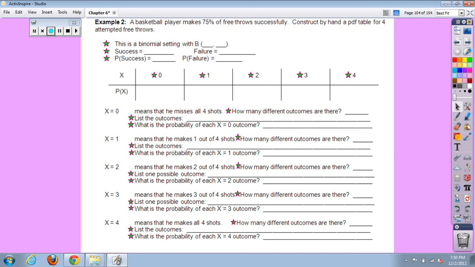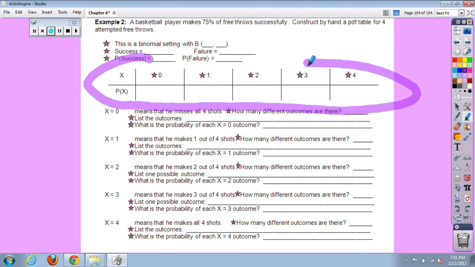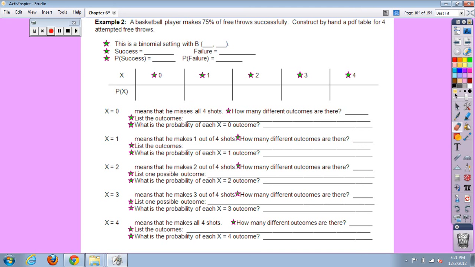Alright, so we're going to work out an example here, and instead of making a tree diagram, we're going to use the formula for the binomial coefficient here. Let's make this a little smaller. Alright, so a basketball player makes 75% of free throws successfully. Construct by hand a PDF table, and by PDF I mean a probability density function here, which basically is our probability model, our table here that we have been making all chapter, for 4 attempted free throws.